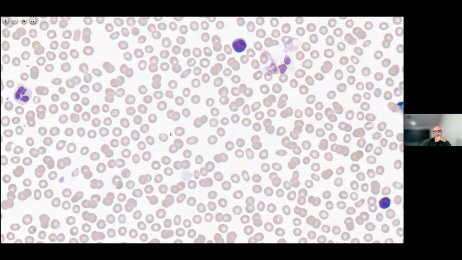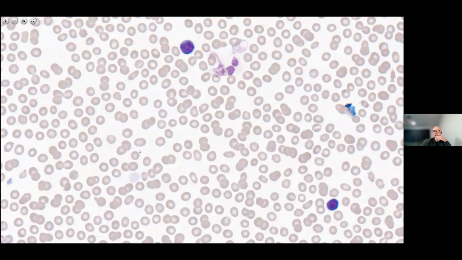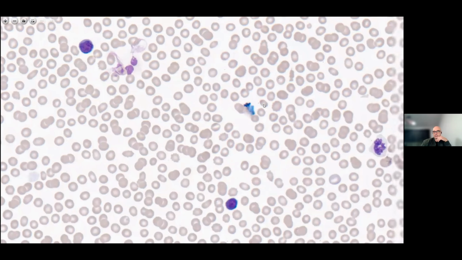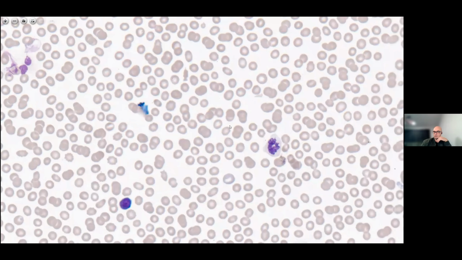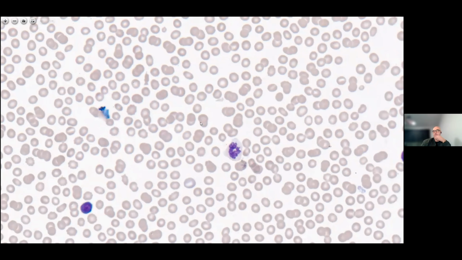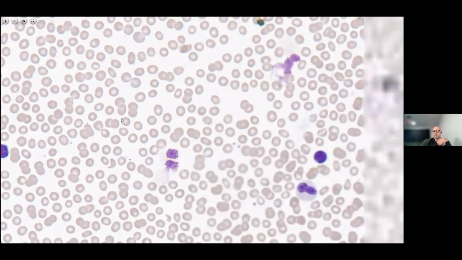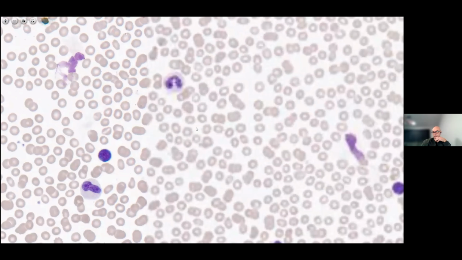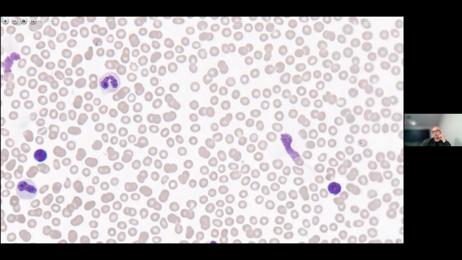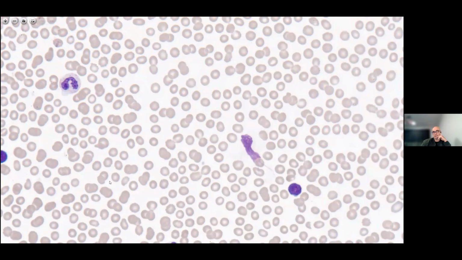There's occasional crenated cells and irregular poikilocytes, and there's a little fragment here. But as Ali was talking about before, you've got to look at the whole picture. In every field of view here, there's a couple hundred red cells, and we've seen one crenated cell in a couple of fields.